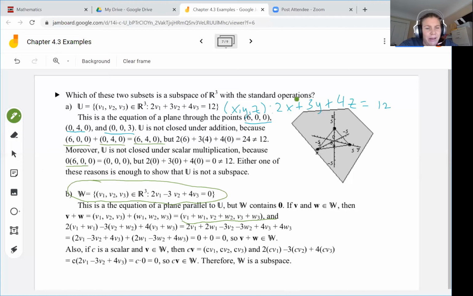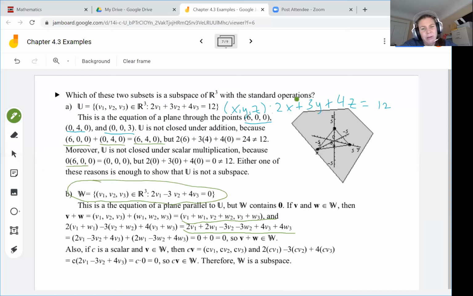And then 2 times (V1 plus W1) minus 3 times (V2 plus W2) plus 4 times (V3 plus W3) equals all of this here: 2V1 plus 2W1 minus 3V2 minus 3W2 plus 4V3 plus 4W3. And then we can rearrange to show that, oh, well, that's just V in the equation plus W in the equation. So those are both zeros. So 0 plus 0 is still 0. So the sum is still in W.